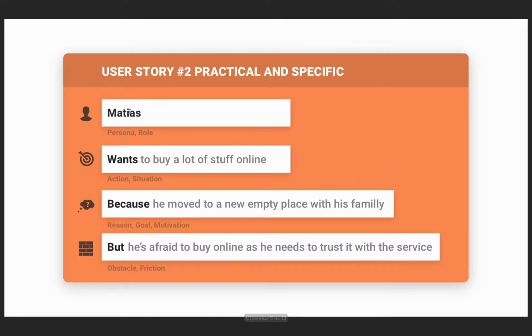And the second story is Matthias. Matthias wants to buy a lot of stuff online, because basically he buys a lot of stuff, but recently he moved to a new apartment. It's kind of empty. He needs to buy a lot of stuff, and he's afraid to buy online because he needs to trust the service. He has some trust issues. He has a lot of requirements, and when he goes online, he can read information and check it out, but he doesn't really trust the website until he buys from it. And let's go now and see the details about each of these user stories and personas.